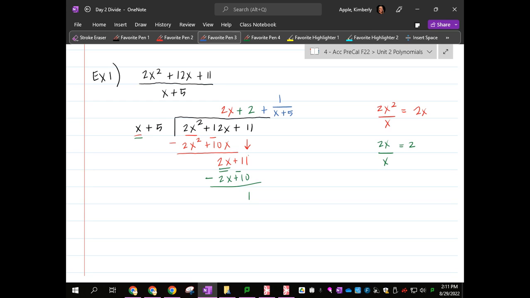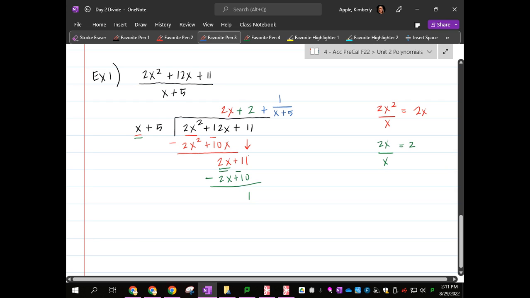Okay? Then the next step after multiplication, I wrote it in a list. We will subtract, but we subtract the whole thing. So it's minus this and this. They both get a minus sign. Okay? And then this is 0. 12x minus 10x is 2x. Okay, so that is the subtract step.